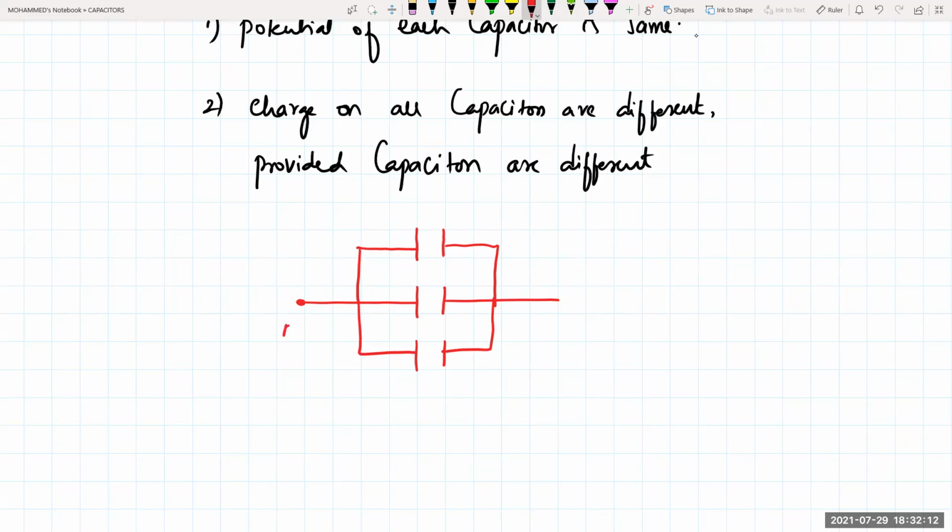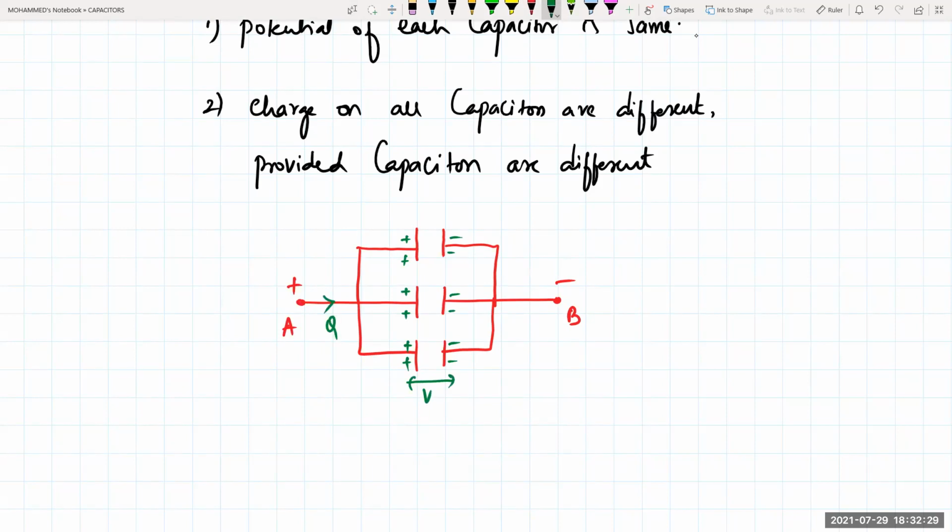Okay, so this is your terminal A and this is your terminal B. If this is positive and this is your negative, see here, this one is also positive, this one is also positive, this one is also positive, and this one will be your negative, this one will be your negative. Potential throughout each will be the same.